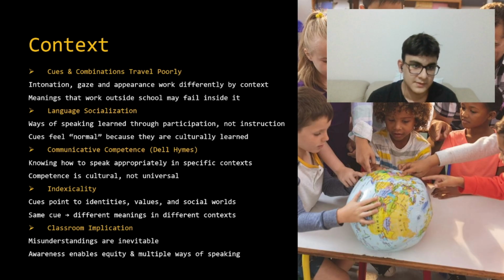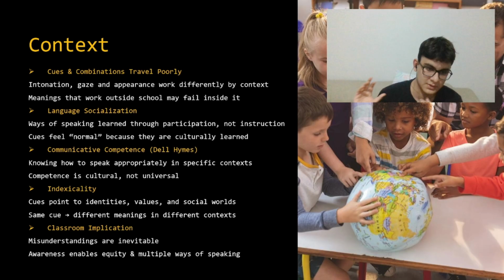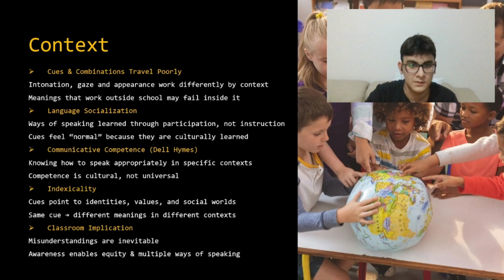Next, we have context. We have cues and combinations that might travel poorly when we're conversing with someone. Intonation, gaze, and appearance work differently by these contexts. Meanings that work outside school might fail inside it. Meaning some things we use in our daily lives we can't use in a classroom environment, because it will not work there and it will cause misunderstandings in the class.